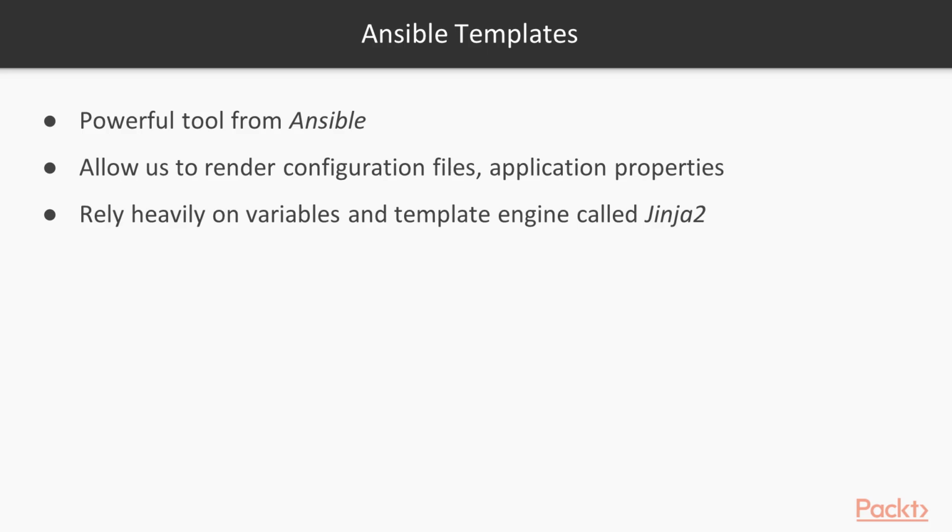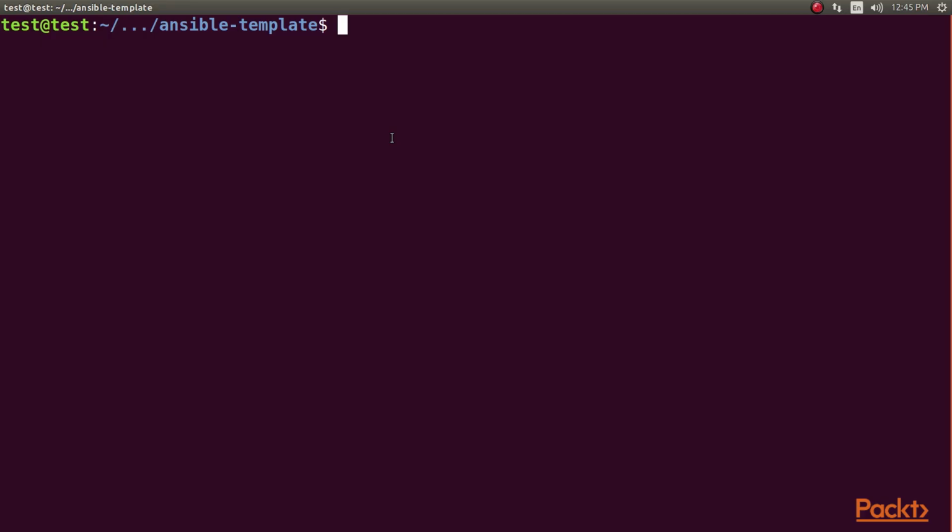Now we will see Ansible templates. Templates are another powerful tool from Ansible. They allow us to render configuration files, application properties, and anything that can be stored in a human-readable file. Templates rely heavily on variables and a template engine called Jinja 2, which is used by Ansible to render the templates. First, we're going to install Nginx on our server with a simple playbook.